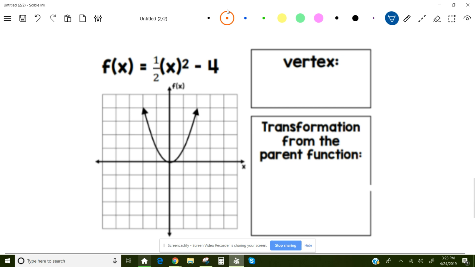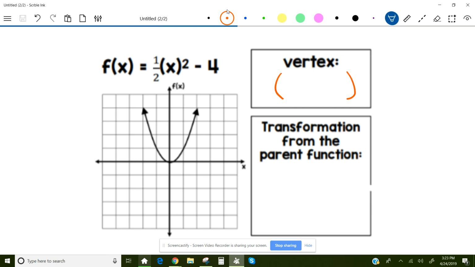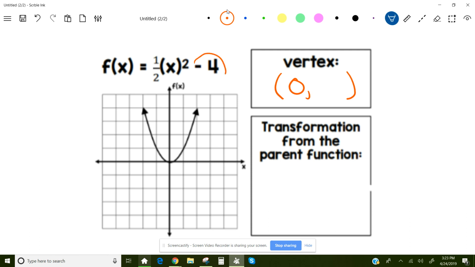All right. First thing we need to do is we need to write our vertex. So wait a minute. We don't have anything inside of the parentheses. That's okay. Make it a 0. Then we have negative 4. That's going to be our k. So h is 0. And k is negative 4. So that puts our vertex down here. Wait, that's not negative 4. 1, 2, 3, 4.